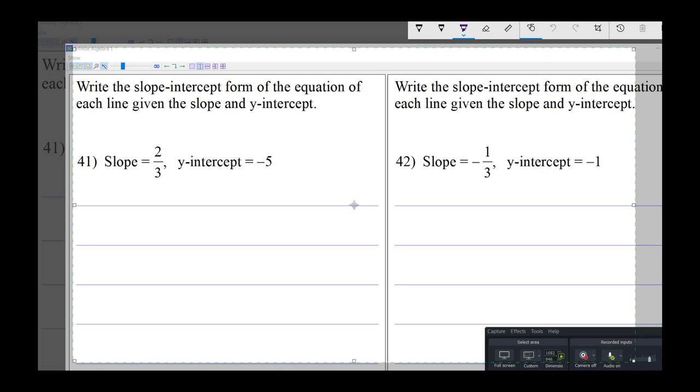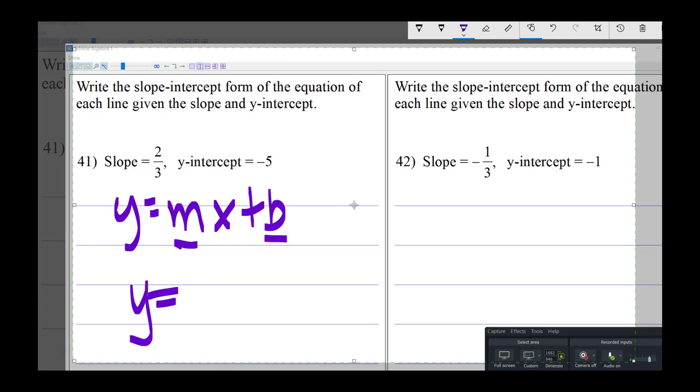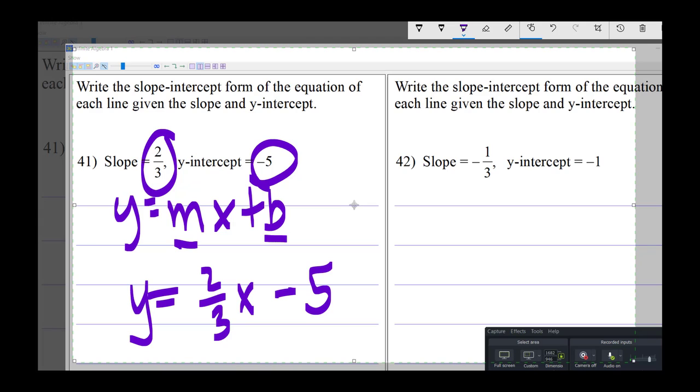I'm going to show you real quickly how to do problems 41 through 48. They're pretty simple. You've got y equals mx plus b. M is the slope, b is the y-intercept. Leave y, leave equals, put 2/3 in as the slope. Leave your x. Minus 5 is going to be your y-intercept. Done.